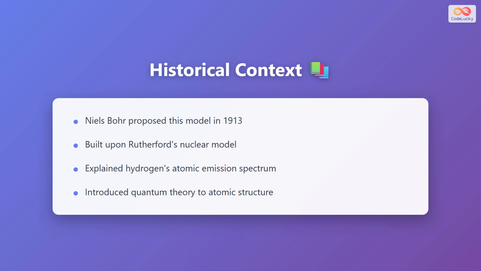Niels Bohr proposed this groundbreaking model in 1913. He built upon Ernest Rutherford's nuclear model of the atom, which had shown that atoms have a dense, positively charged nucleus at their center. Bohr's major contribution was explaining hydrogen's atomic emission spectrum, which showed distinct lines of light at specific wavelengths. By introducing quantum theory to atomic structure, Bohr solved puzzles that classical physics couldn't explain.